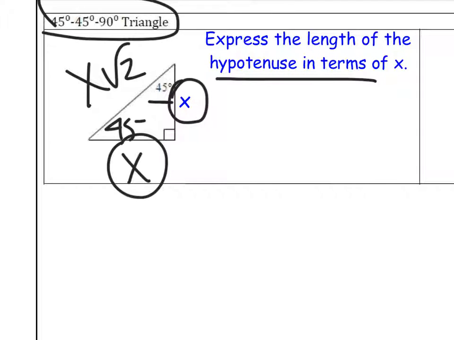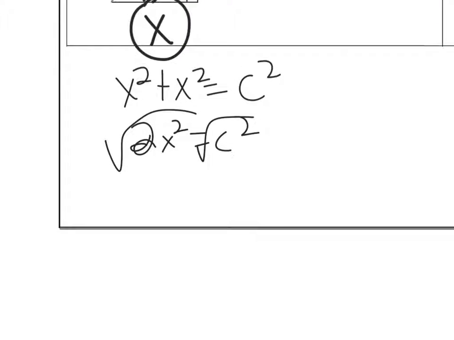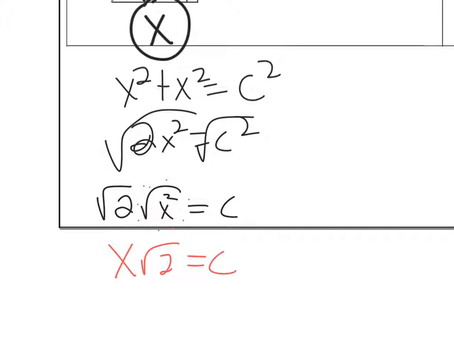just using Pythagorean theorem. So if I had x squared plus x squared, that's going to equal c squared if I'm trying to figure out my hypotenuse. Well, that's 2x squared equals c squared. So if I square root both sides, that's going to give me square root of 2, square root of x squared equals c. Well, the square root of x squared is just x. So that's where it comes from. It's just x square root of 2.